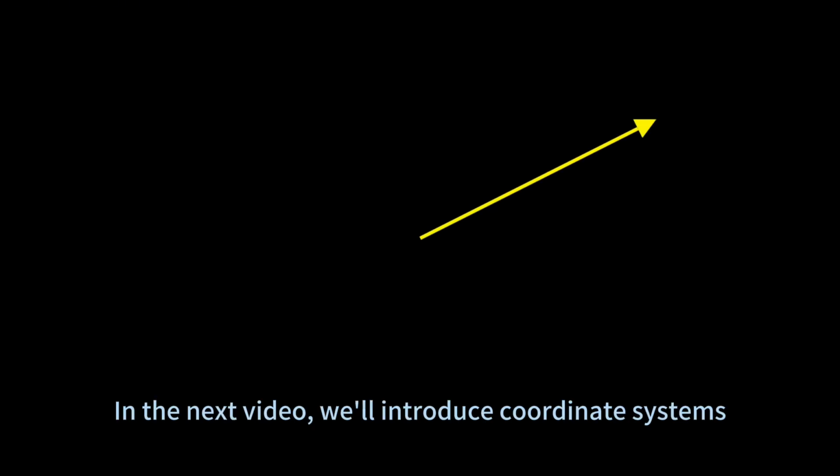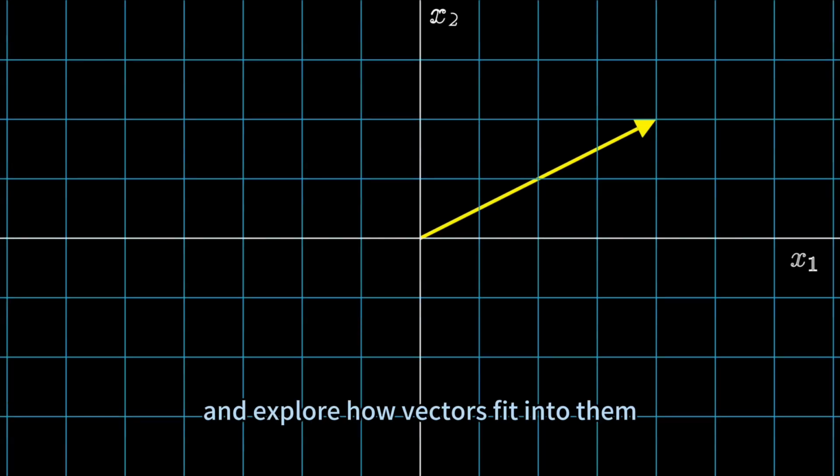In the next video, we'll explore coordinate systems and how vectors fit into them.